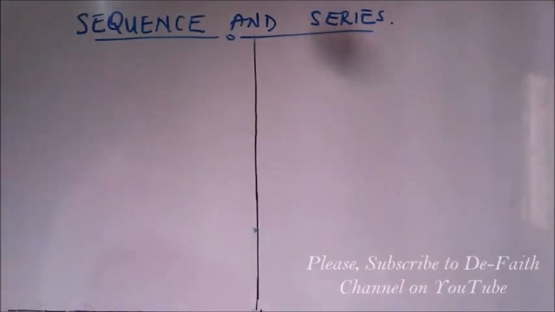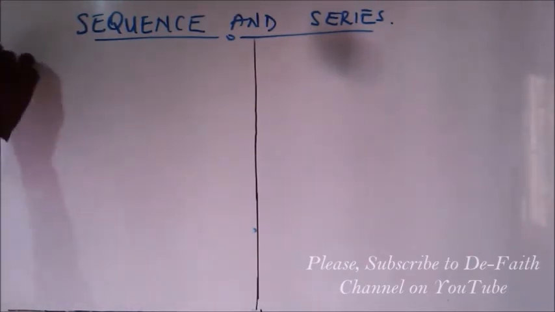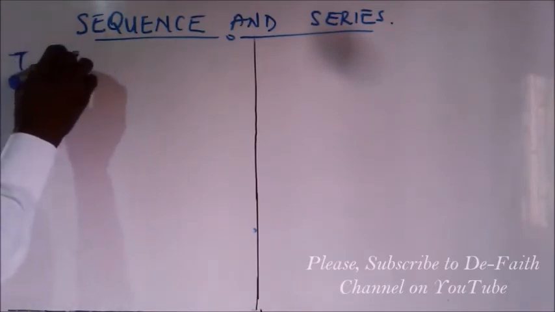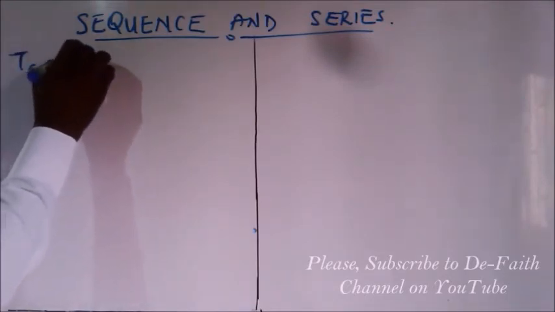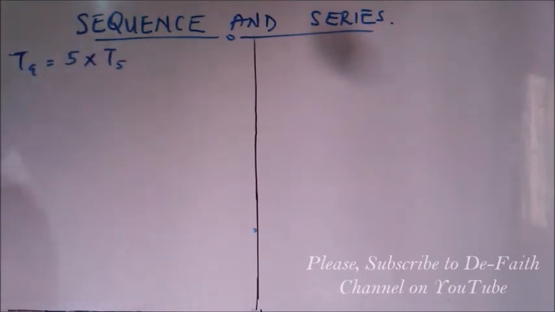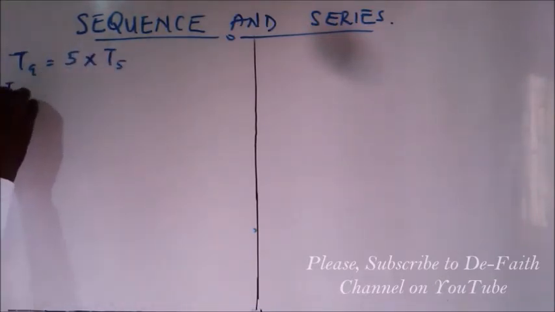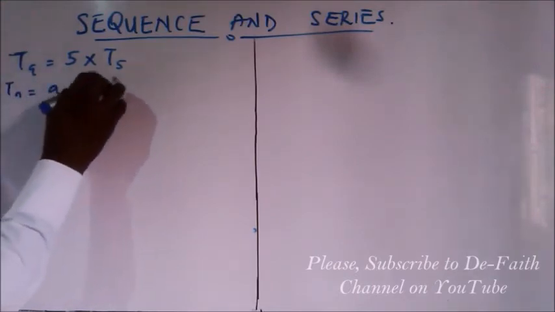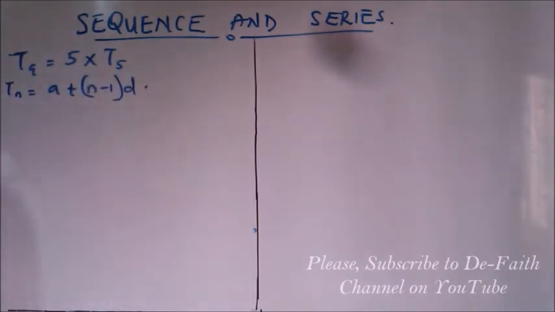Here is the next question, which says that if the ninth term of an AP is 5 times the fifth term, find the relationship between A and D. Alright, so for us to solve this question, it's quite simple. We're told that the ninth term of an AP, so that's T9, is 5 times the fifth term, and we have to find the relationship. So Tn equal to A plus n minus 1 into bracket D.